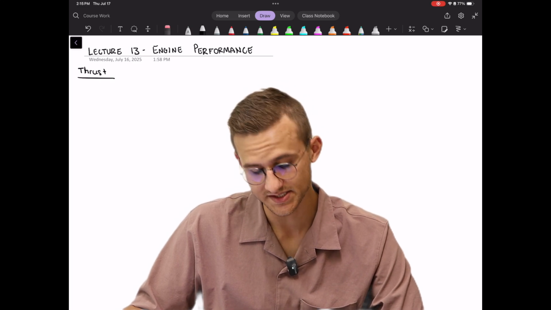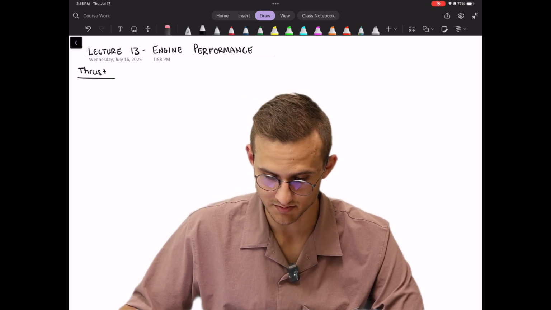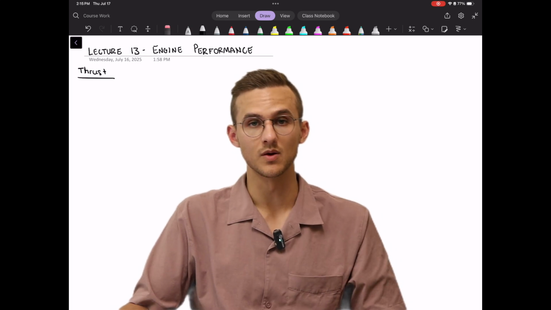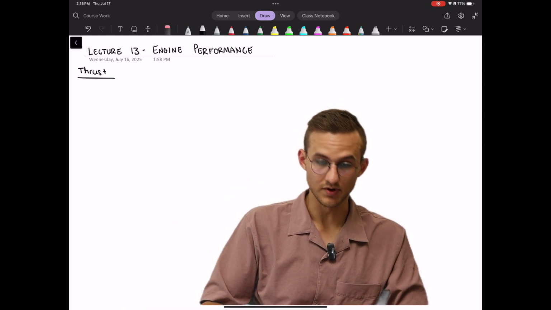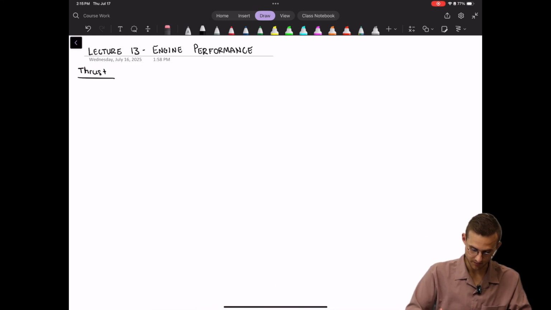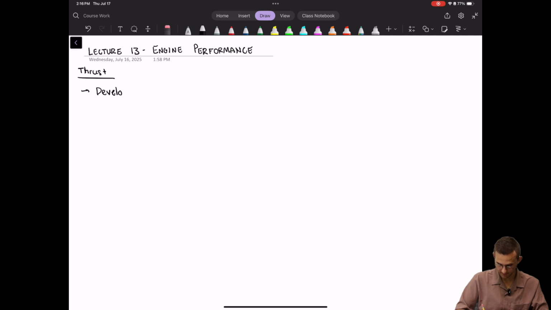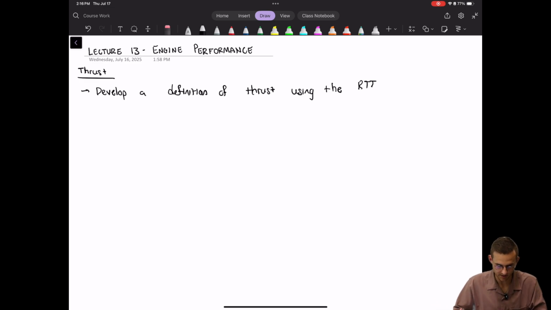But nevertheless, it's important first that we define all of these important figures of merit that you'll be working with and calculating as part of your homework. So let's start by developing a definition of thrust using the Reynolds transport theorem, RTT.